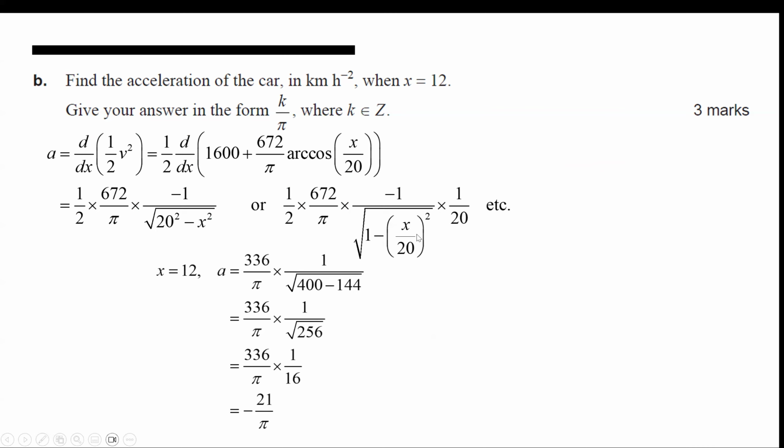And then if you sub in x equals 12, this will be 336 divided by pi times minus 1. I should have a minus here. And then you will get a square root of 400 minus 144. So 336 over pi times minus 1 over root 256 will be multiplying by 1 over 16. And you cancel them out to get a minus 21 over pi, okay?